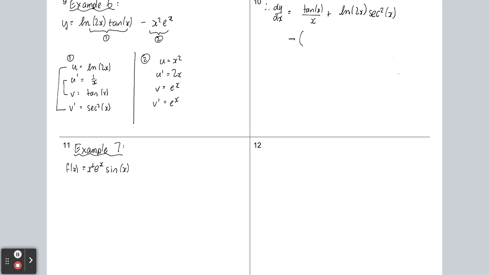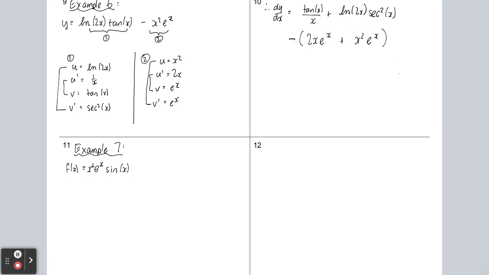On the second part, I've got these two paired up and these two paired up. Working from the inside out, I've got 2x e to the x, that's u dash v, plus the outside, which is uv dash, so that's going to be x squared e to the x, close bracket. Now, I reckon it's important to do this step with brackets so you don't forget that when you're subtracting a series of terms, you have to bring that minus down through it.